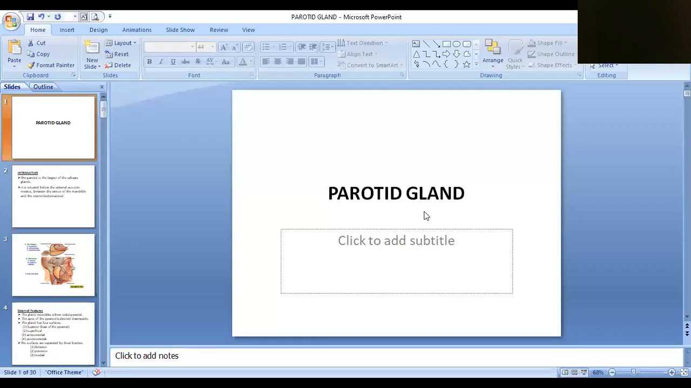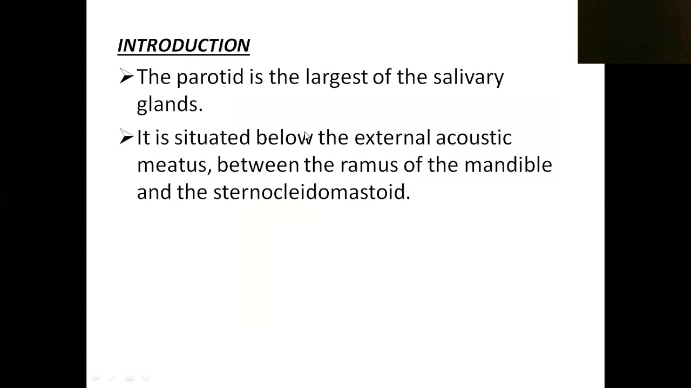Dear students, today we are going to discuss the parotid gland. What are the features of the parotid gland? The parotid gland is a major salivary gland located in the retromandibular fossa.